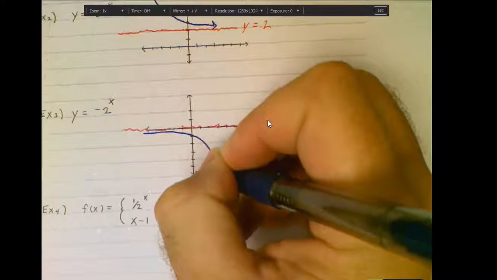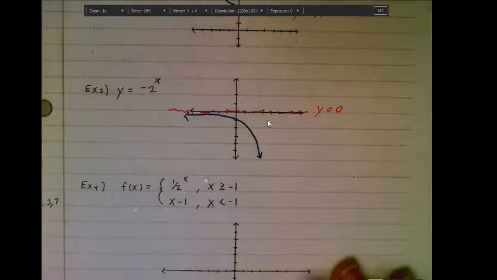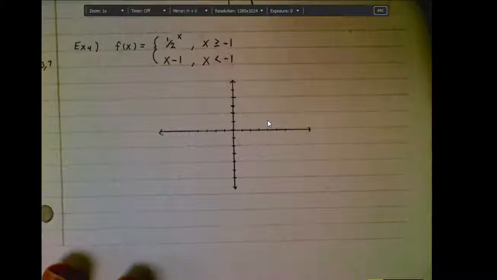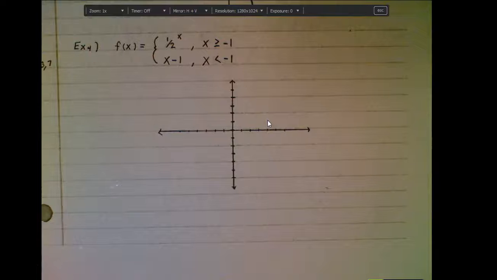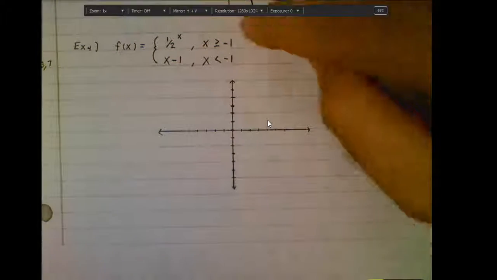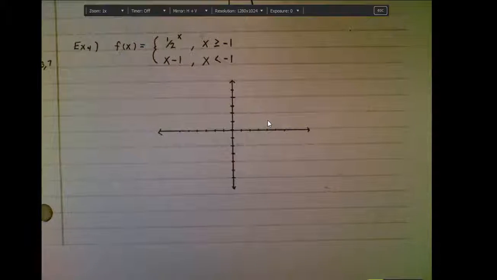But again, you're going to shoot for some accuracy by making use of your table when you do graphs like this. All right, last one for this video. We have a piecewise function. We did piecewise functions in chapter 8, so here's a connection between chapters 8 and 10: we're now doing a piecewise function with exponential graphs.